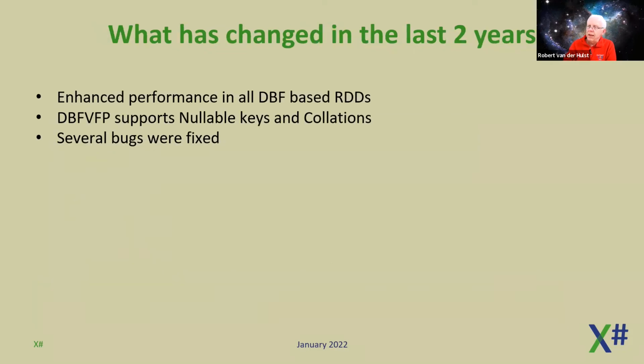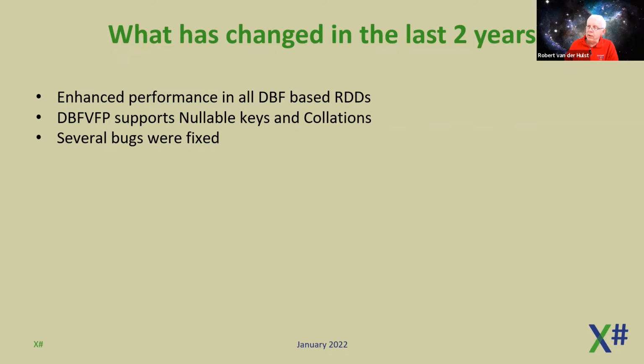Okay. Like I said at the beginning, I did a session almost 2 years ago about RDDs. What has changed since then? Well, the most important change is that we enhanced the performance in all DBF-based RDDs. This should really be noticeable if you use these RDDs, especially in shared mode. Before, in exclusive mode, we were already doing some caching, but now we also cache in shared mode. And you don't have to worry that if you start writing things to a table, you may be writing over old data, because the cache is smart enough when you start a write, so you basically want to lock the row, that it will actually fetch the current row from the underlying file, so you will not overwrite old values. So it's smart enough to take care of that.